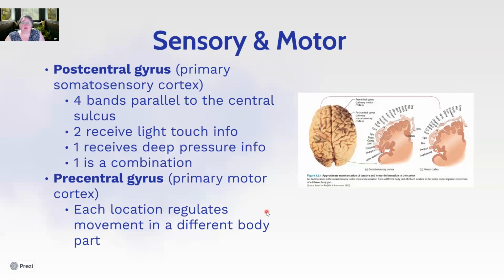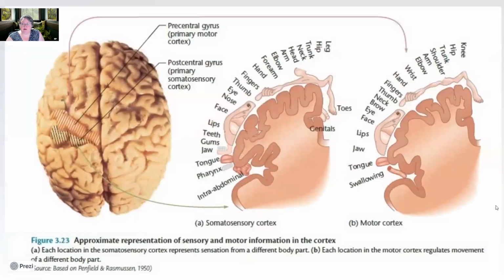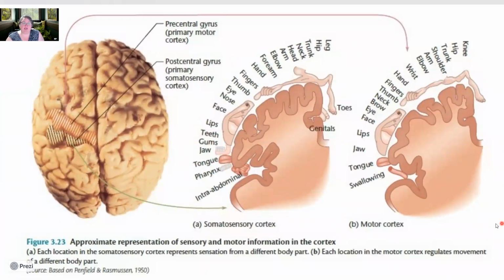And the precentral gyrus, or the primary motor cortex, is associated with different body parts. Each location of that gyrus regulates movement in a different body part. So we have a really neat diagram or figure here from our text. It's actually on page 85 that visually explains that for us. So here's that primary motor cortex right here, and then the primary somatosensory cortex. And then we've got the visuals here that basically tell us kind of what that gyrus is doing.